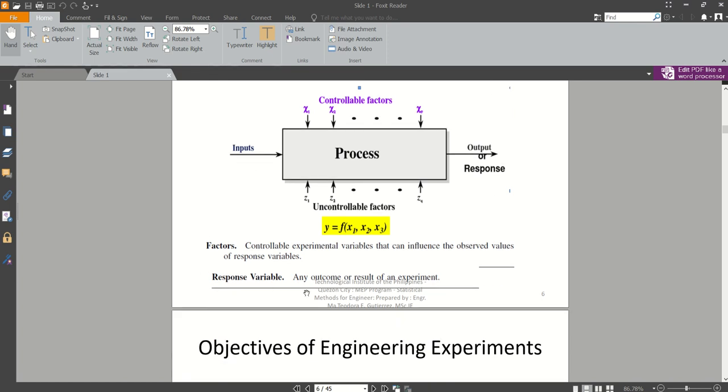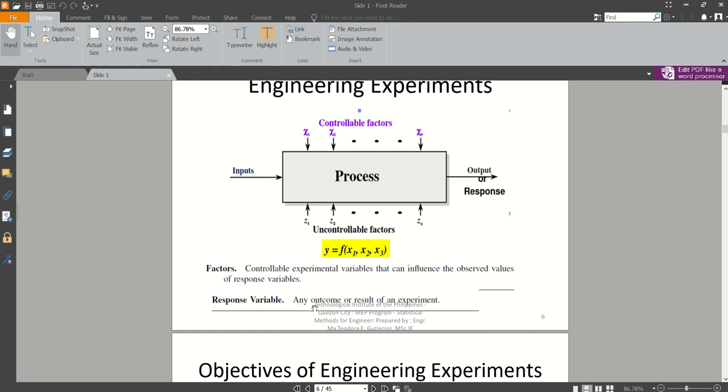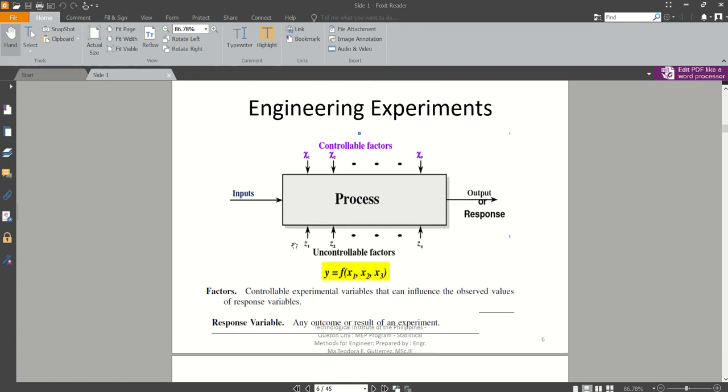Okay, so the response variable is any outcome or result of an experiment. Okay, so take note, any outcome. So this is not outcomes and this is not results, but you're only expecting one outcome. Right? So you have many inputs. You have inputs, kaya may S, and you only have one outcome or result or response. Right? So if you have many response to expect, it's very difficult for you to do experiment because it's like you are asking too many questions. So one question at a time lang.